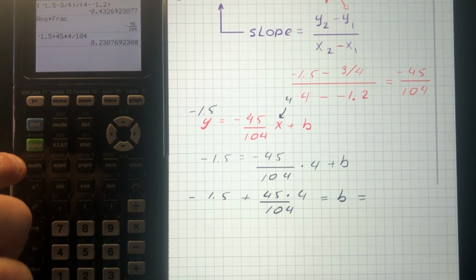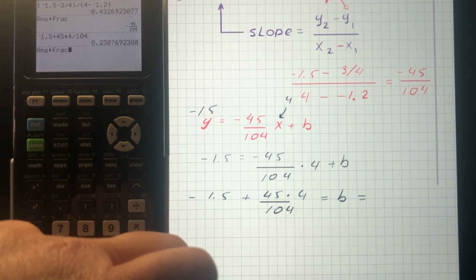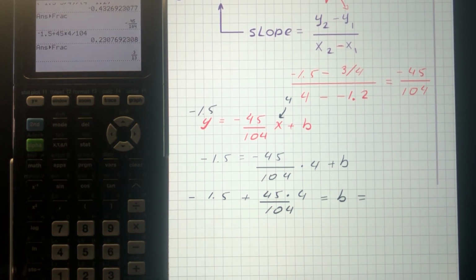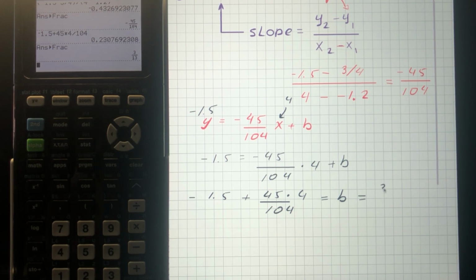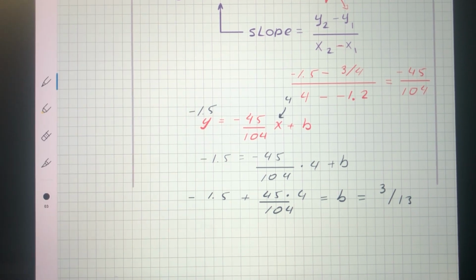Now let's change it to a fraction. Go to the math, first choice is into fractions, enter one more time, 3/13. This is the b, 3/13. And now we have all the information that we needed to come up with the equation of a straight line.